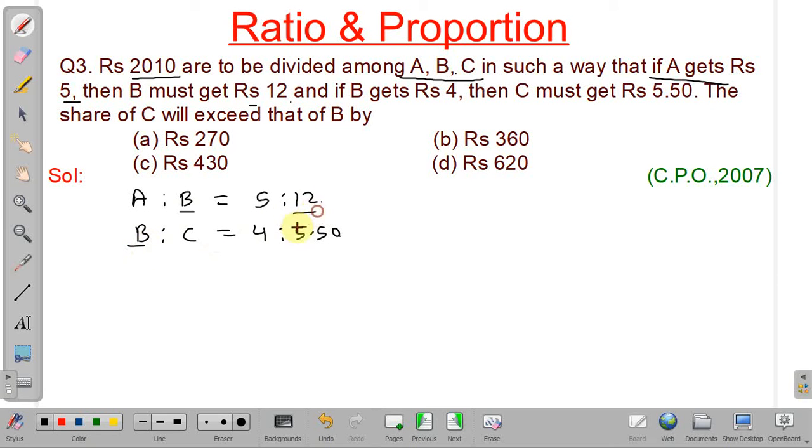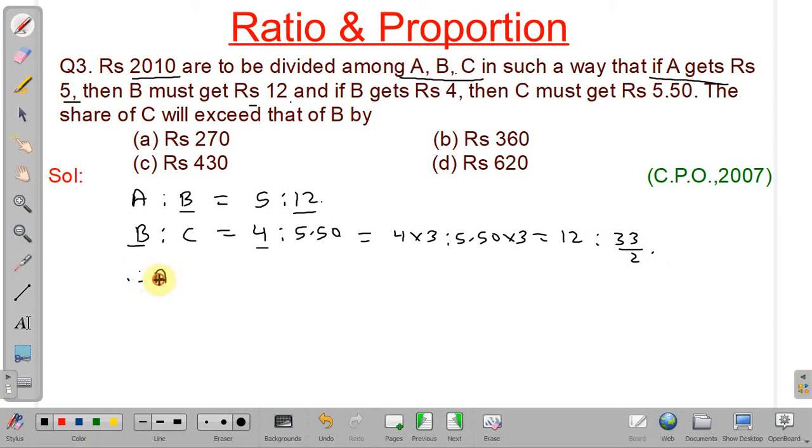So, here it is 12. If we multiply by 3 here, it will become 12. And as we know, if we multiply the numerator and denominator of a ratio by the same number, then the ratio will remain unchanged. So, if we multiply 4 by 3, the ratio 5.50 is also multiplied by 3, so it will be equal to 12 ratio 33 by 2.